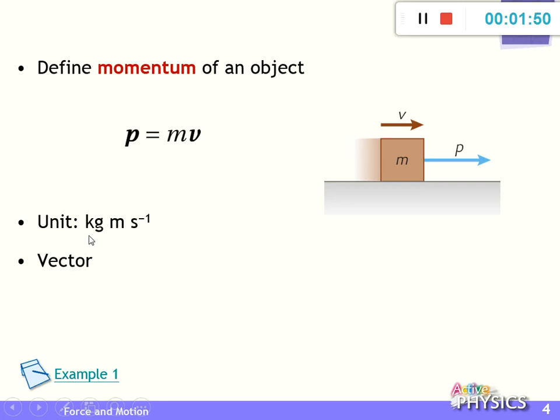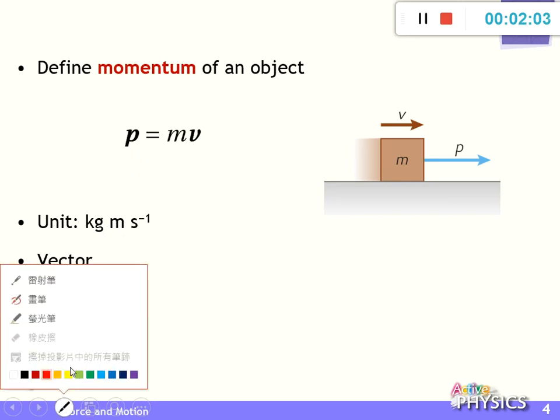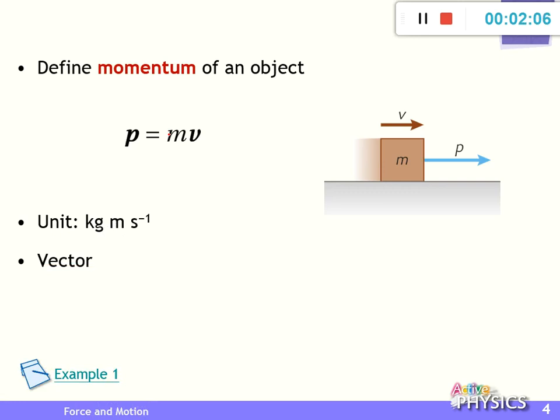The unit of it is very easy. Mass, kilogram. Velocity, meter per second. Combine them together will be the unit of momentum. Momentum is also a vector. But why? Look at this. Mass is a scalar without any direction, but the velocity is a vector. We have the direction. Because scalar times vector will be a vector. This one tells us that the direction of the velocity must be the same as the direction of the momentum.